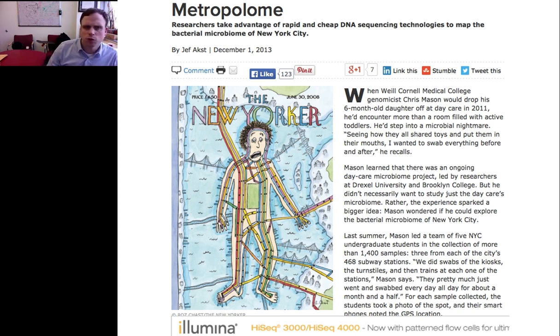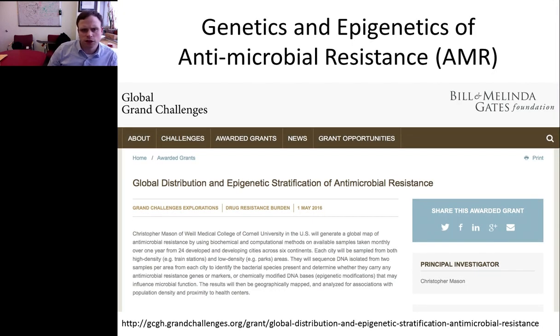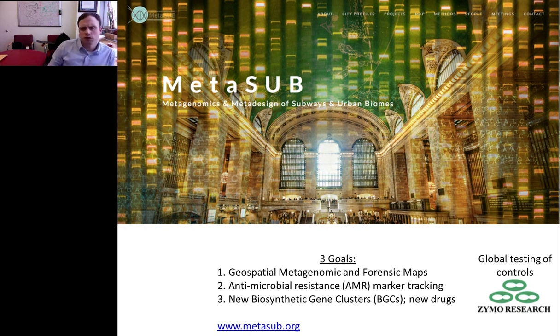In some work we've done, we're looking at the microbiome of cities. This was also announced as part of the National Microbiome Initiative and is sponsored by the Bill and Melinda Gates Foundation. It's a project we call MetaSUB, where we build genetic maps of the Earth's cities as a way to track antimicrobial resistance and also to mine for new biosynthetic gene clusters. In every city, we use the Zymo controls as positive controls during sampling and processing for all these samples.